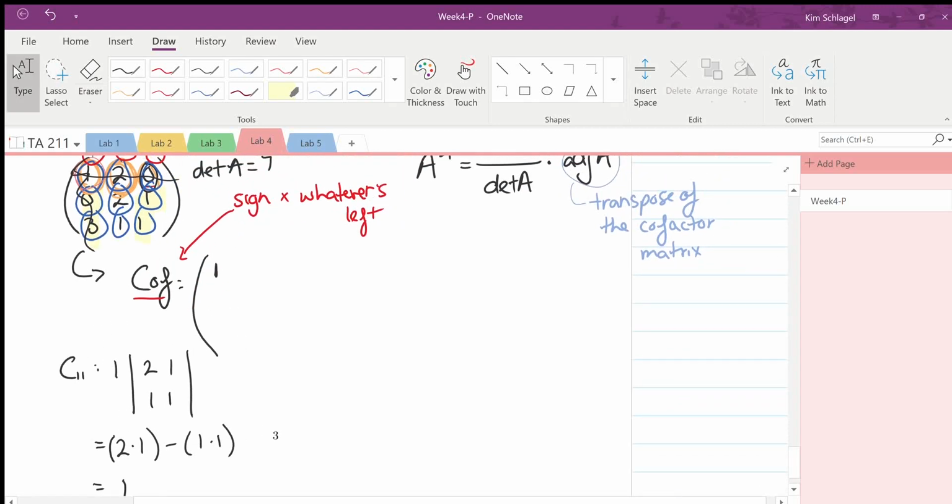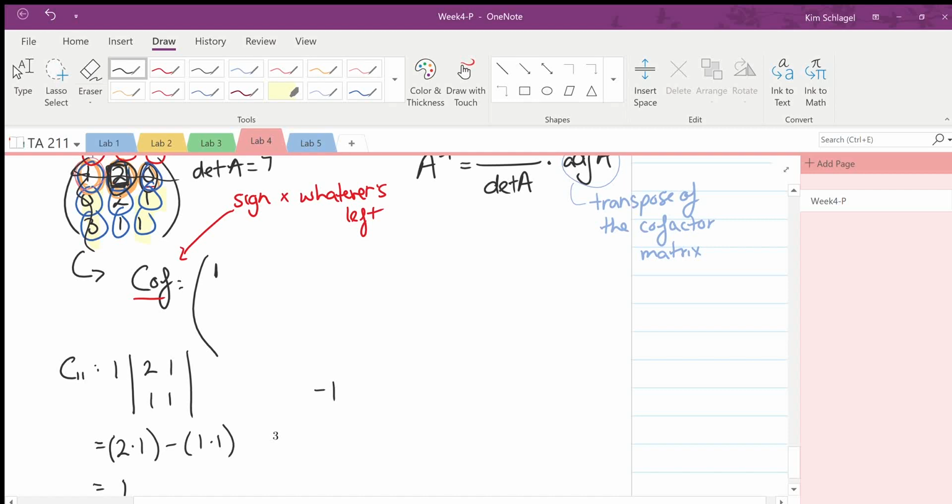Next one. So our second entry here we're going to do. We know that this one is negative. When we do our cofactor matrix, we're not taking into account what the actual value is here. We're just using sign times whatever is left. So that's why I have a -1 here instead of a -2.